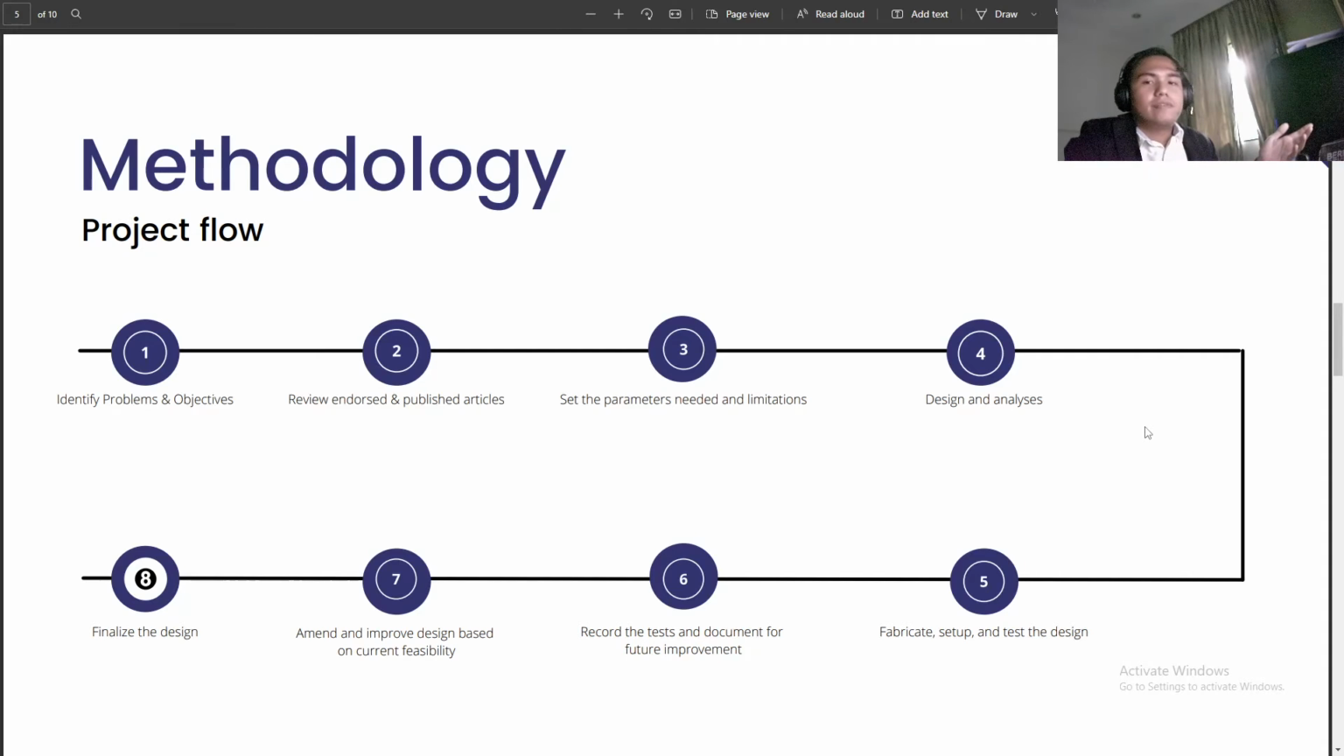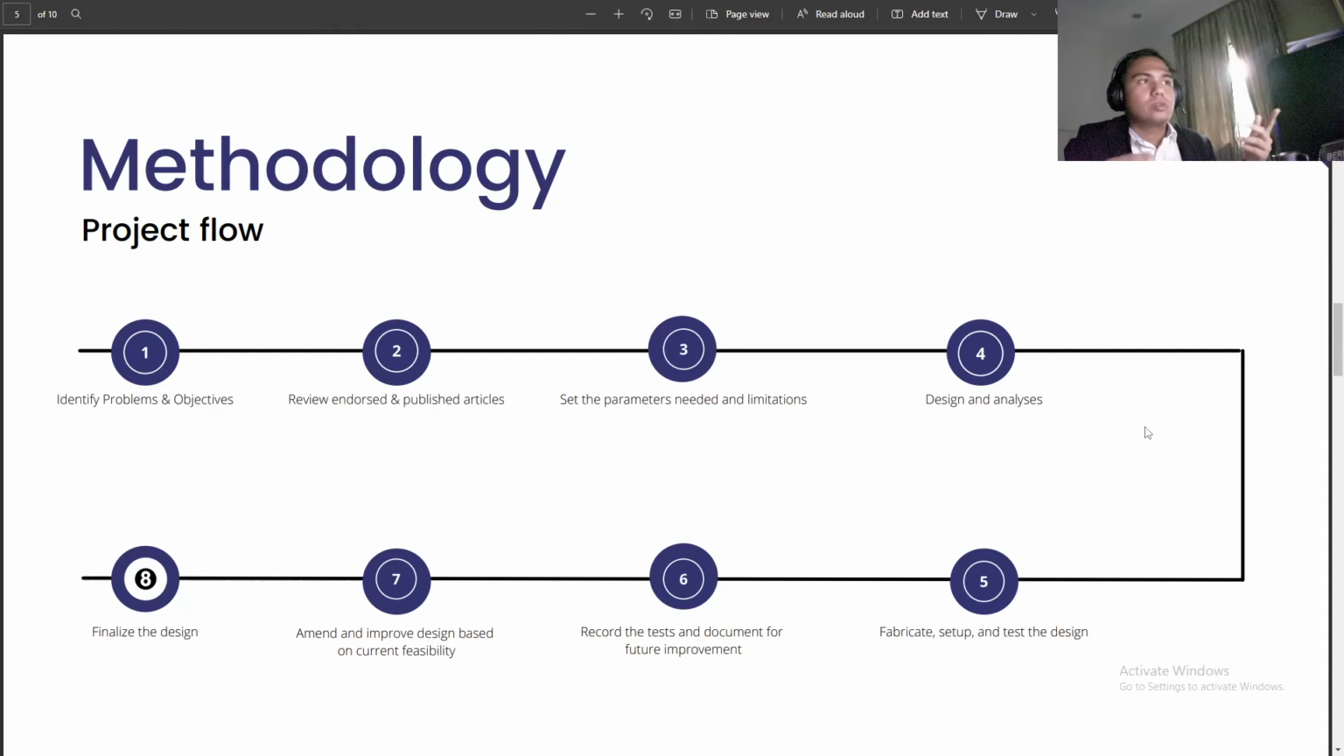Firstly, we have identified the problems and objectives of this project. As we discussed earlier, the problems and objectives are according to the FSAE regulations and also improving the existing design. Secondly is to review published and endorsed journal articles for concrete evidence to follow the right procedures to design the braking system. The next one is to set the parameters needed and the limitations, such as feasibility, which could be cost and time.